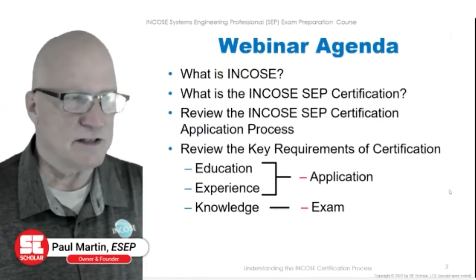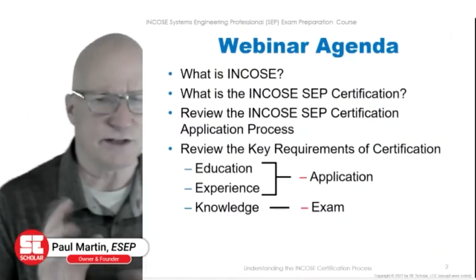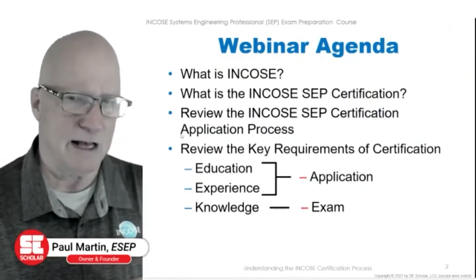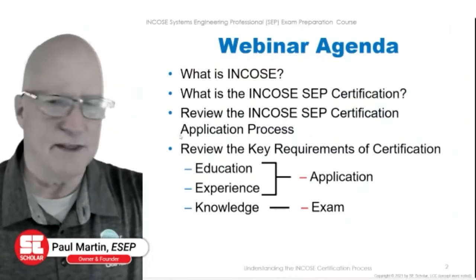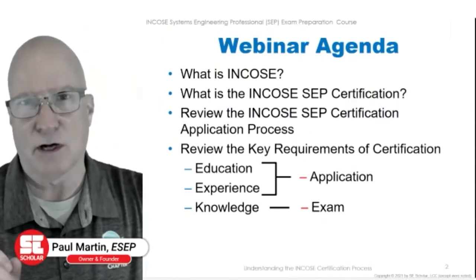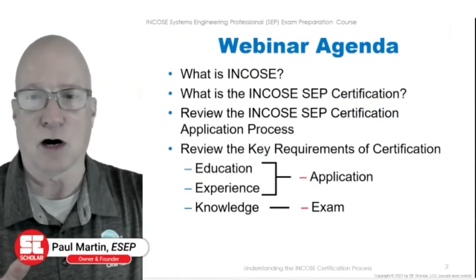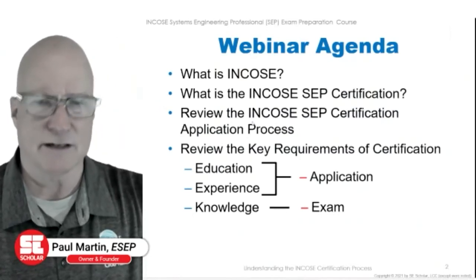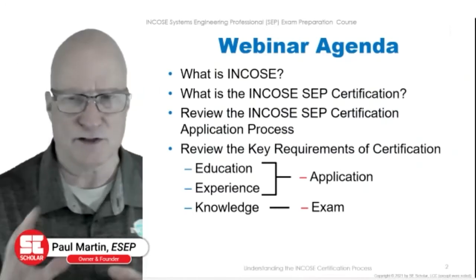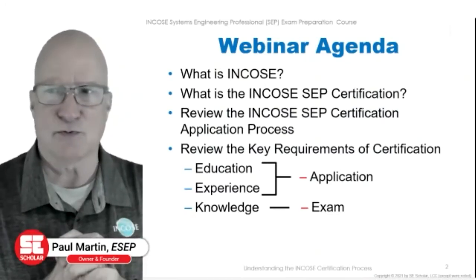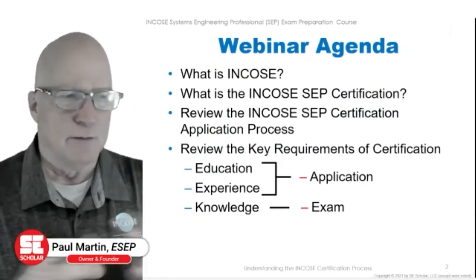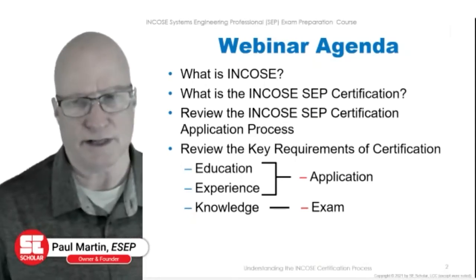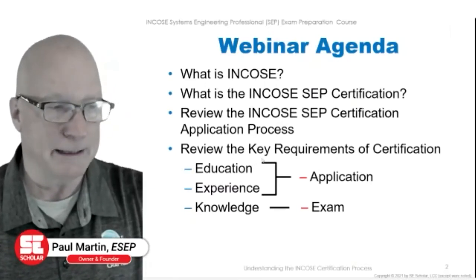All right. So also, we're going to get into the actual application process, what it takes to actually apply. The one that I'm actually working on is the CSEP application. And the ESEP application is super simple. I'll explain that as we go along. But it's the CSEP application which is kind of the hardest to do, and that's the one I'll be explaining.